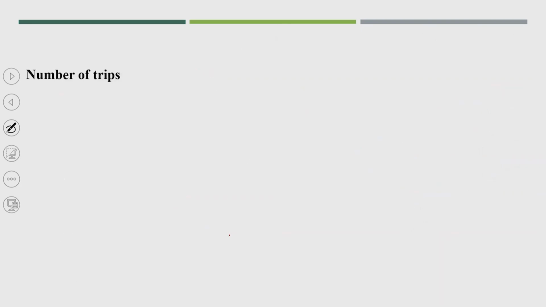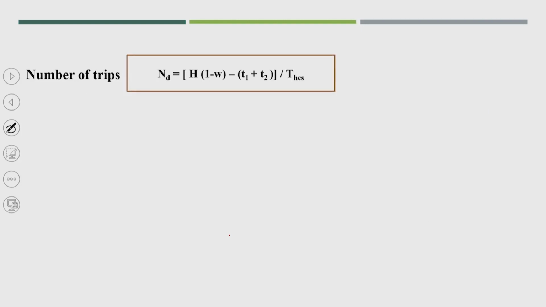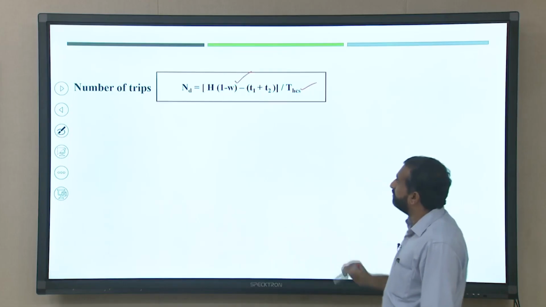Now, here is another equation to calculate the number of trips, that is ND, the number of trips in a day. We normally find how much time is available in a day and how much time is required for one trip. In that way we can calculate the number of trips.